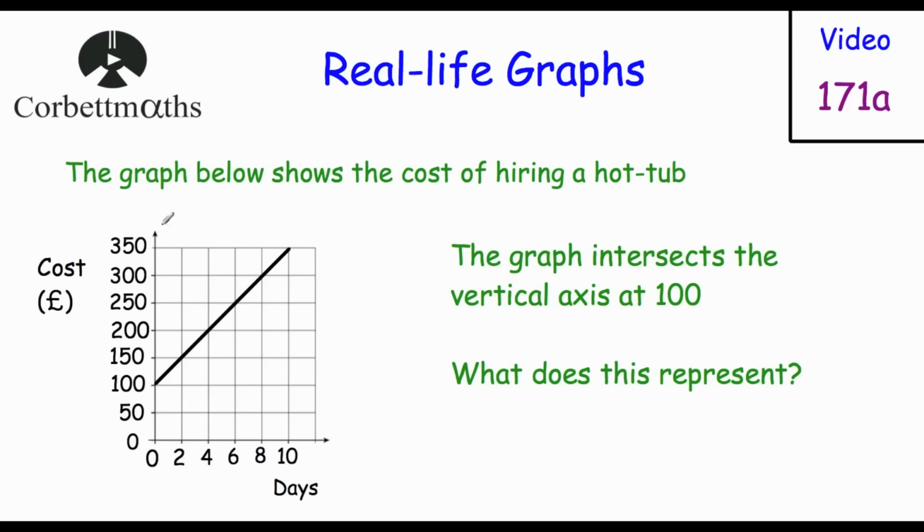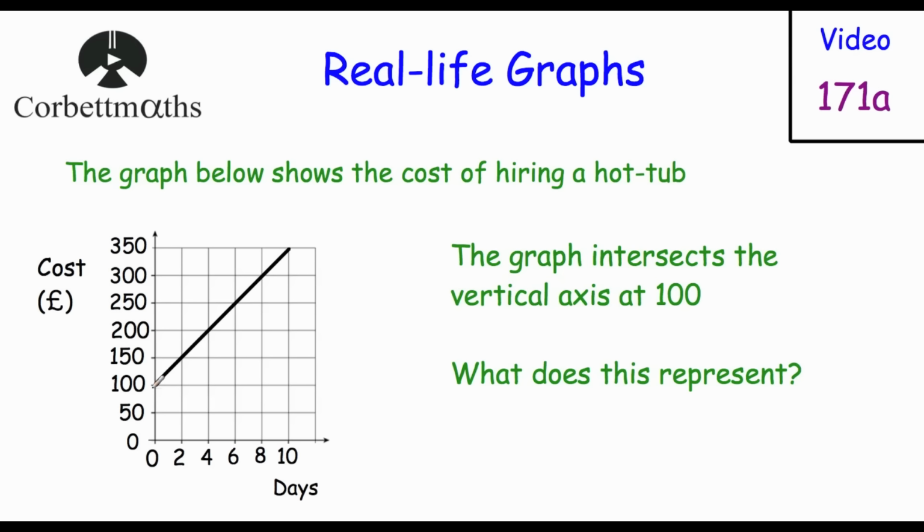So here we've got a graph that shows us the cost of hiring a hot tub, and you've got the number of days going along horizontally, and we've got the cost going up vertically, so going from 0 up to 350. So the question says the graph intersects the vertical axis at 100. So as you can see here, it starts at 100. What does this represent? So as you can see here, this would be on 0 days.